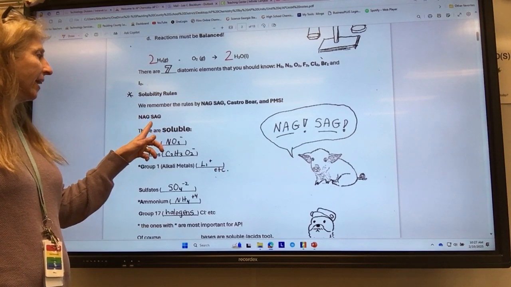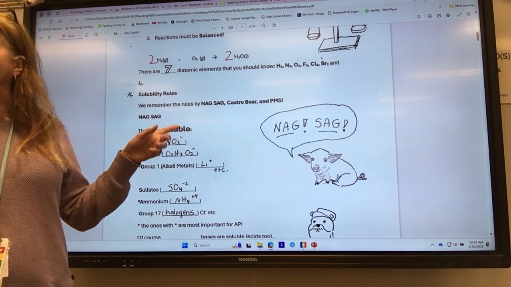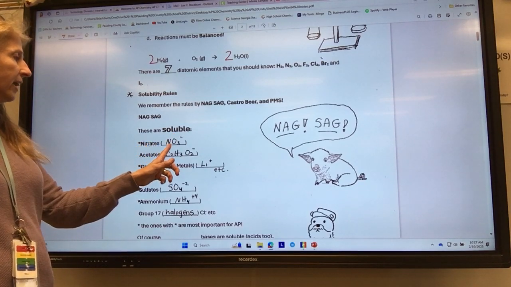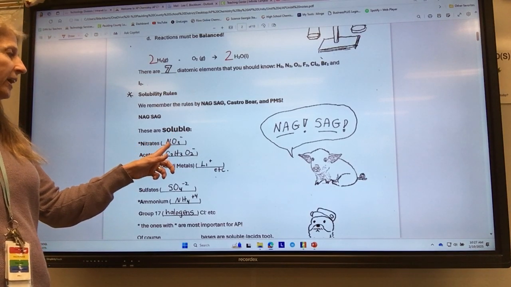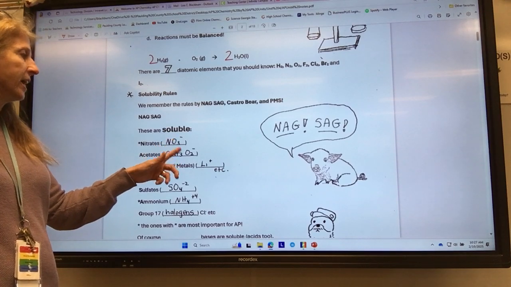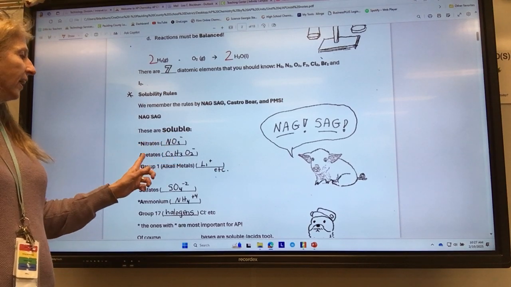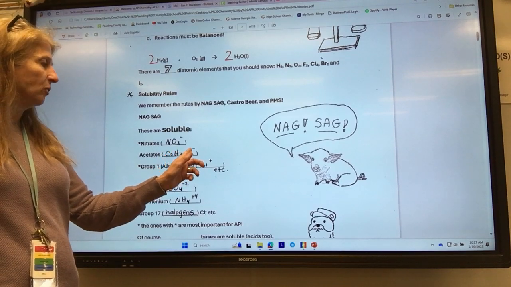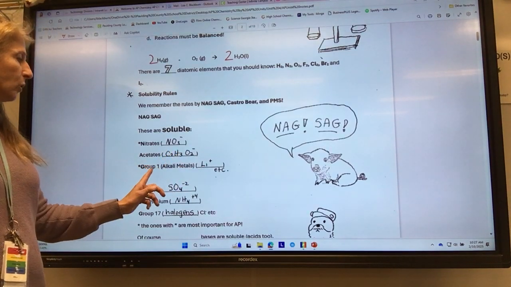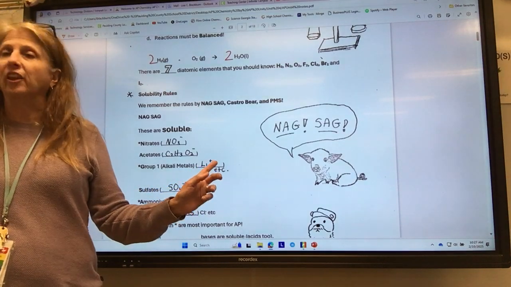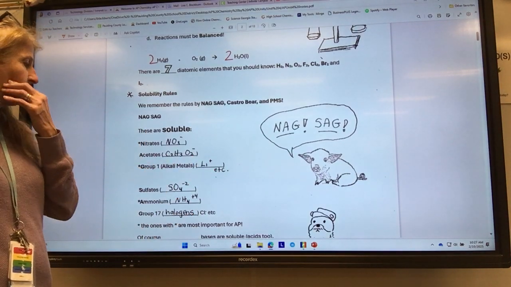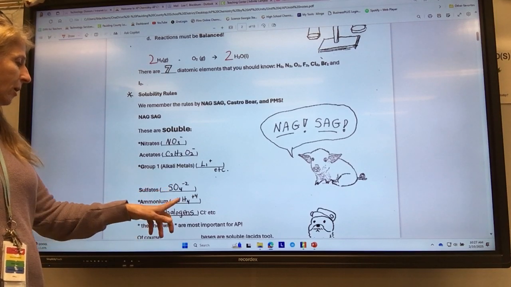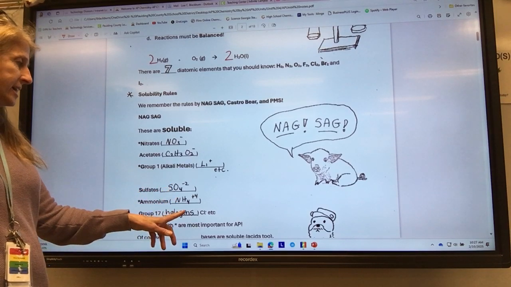With NAG-SAG, they are soluble. These are things that are going to stay soluble in solution. And the first thing are compounds that are nitrates. So if they have NO3, they're going to dissolve. The second one is if they're acetates, C2H3O2 -1. And then group 1, the alkaline metals like lithium, these are soluble, okay? Then the SAG part is sulfates, ammonium, and group 17.